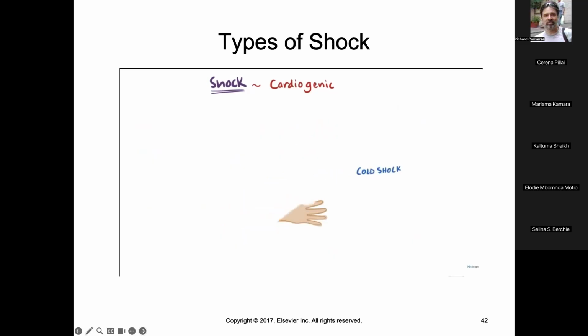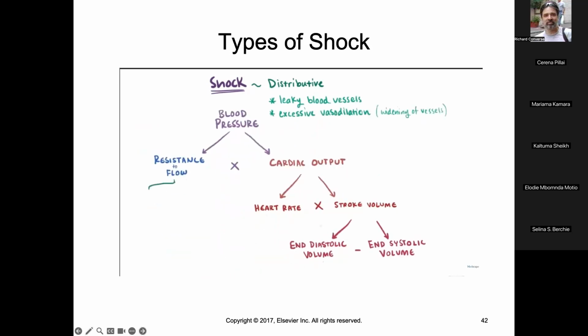All right, the third main category of shock is called distributive shock, where there's typically a leakiness of blood vessels and an excessive amount of arterial vasodilation, or widening of the peripheral blood vessels, which remember is one of the components of vascular resistance. If arterioles dilate, vascular resistance to blood flow goes down and blood pressure goes down, leading to less perfusion and distribution of blood to organs and tissues.